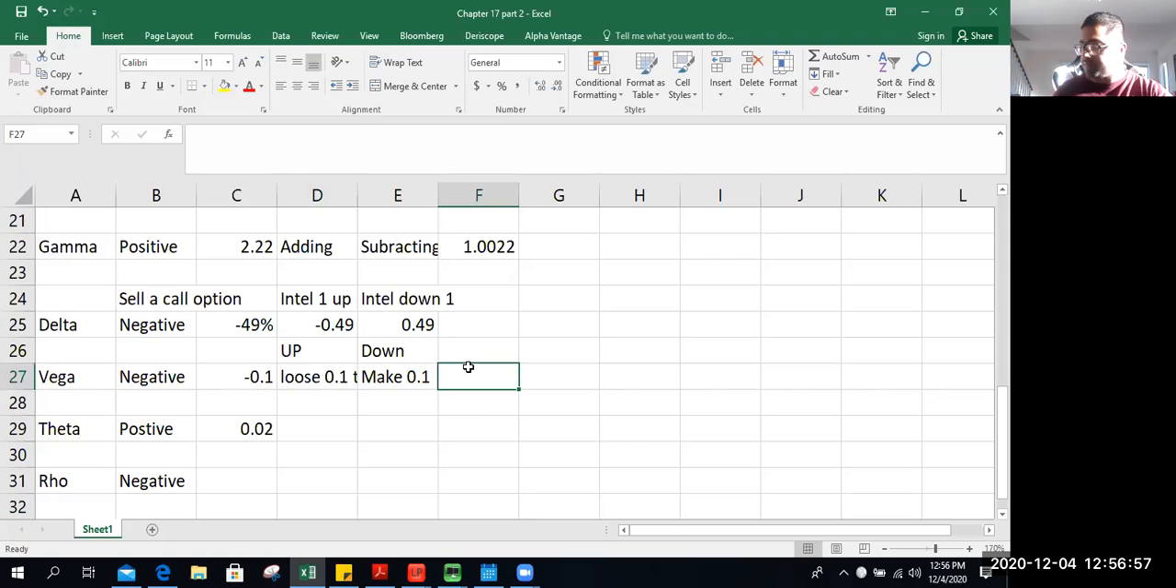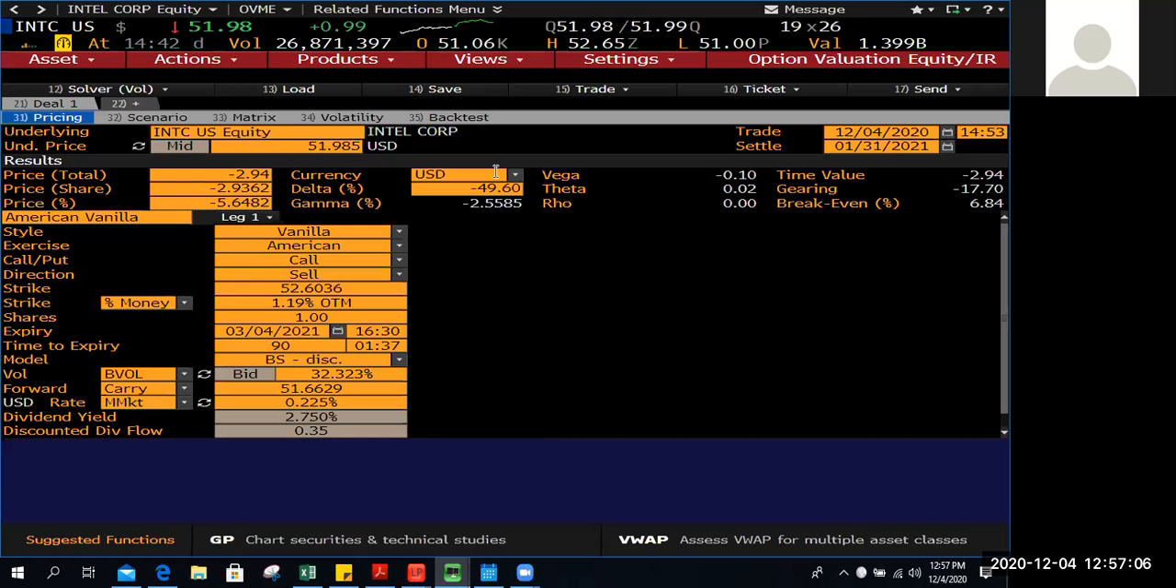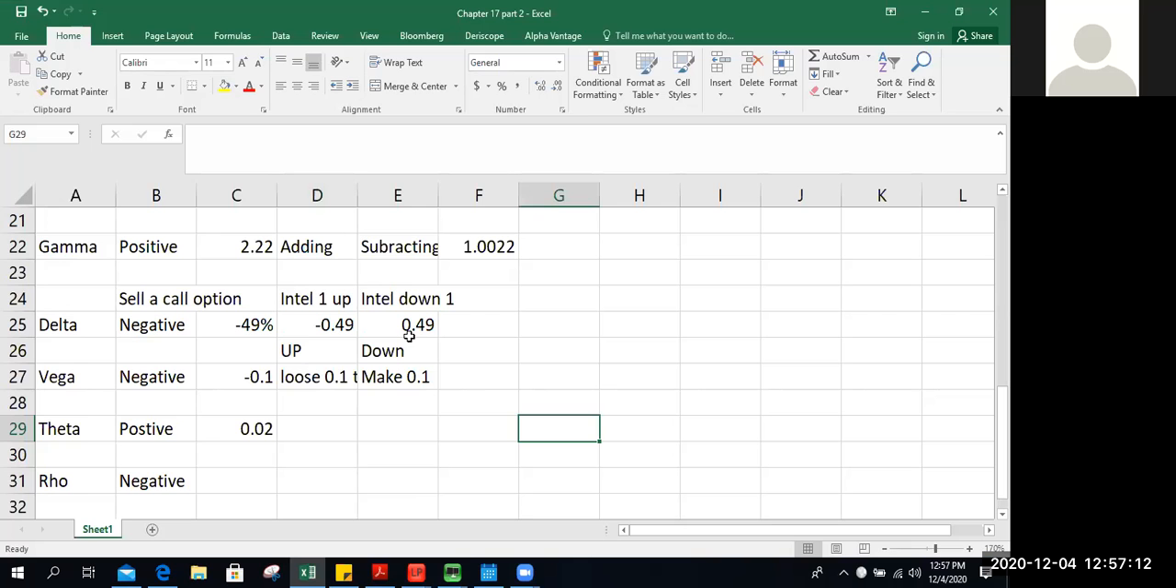Any questions? Shouldn't that be 49 cents or $0.49? No, delta is a percentage, for a $1 movement. Yeah, so that's 49 cents. Okay, all right.